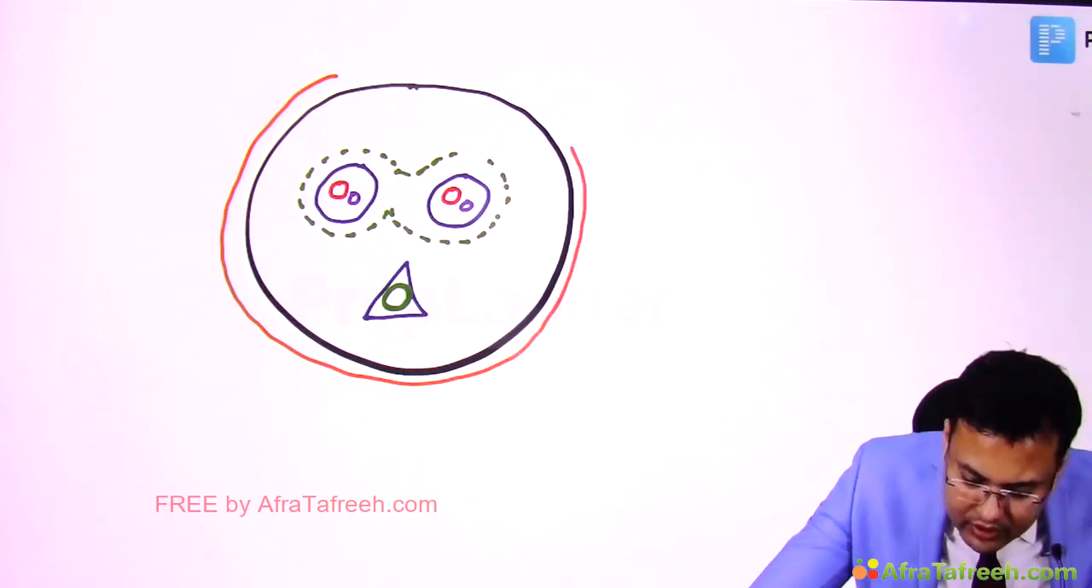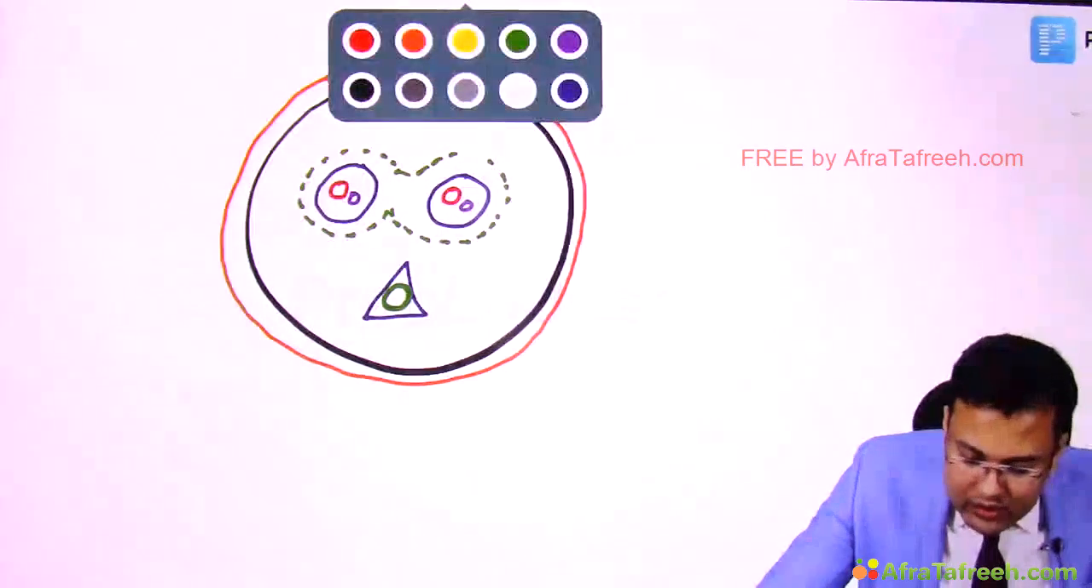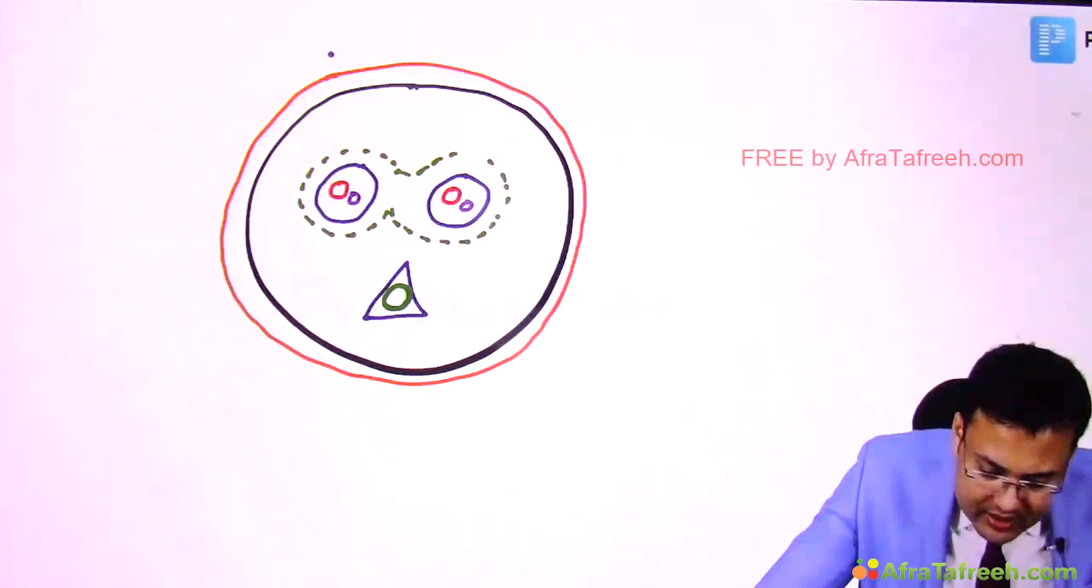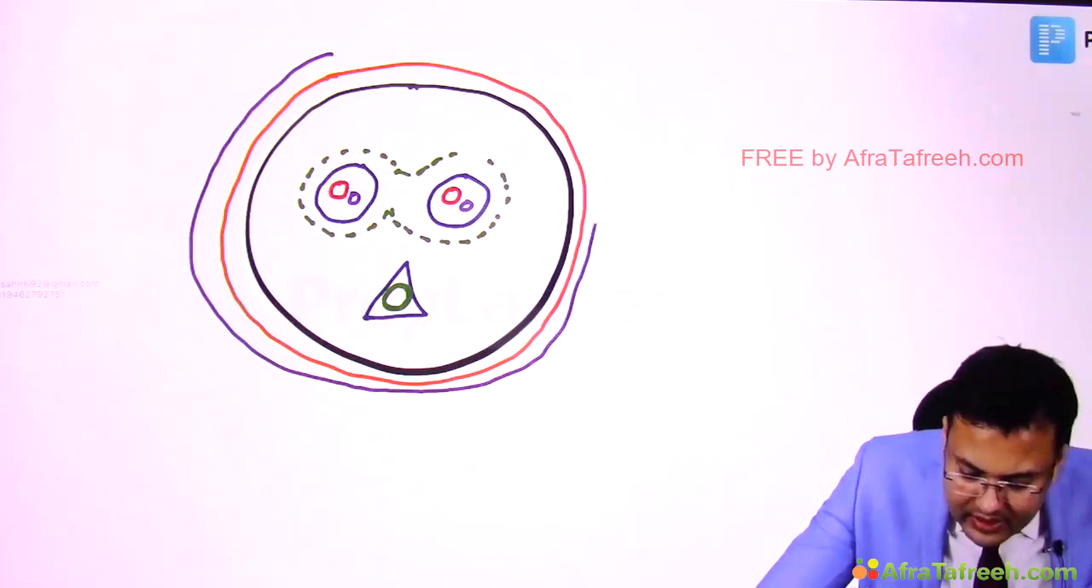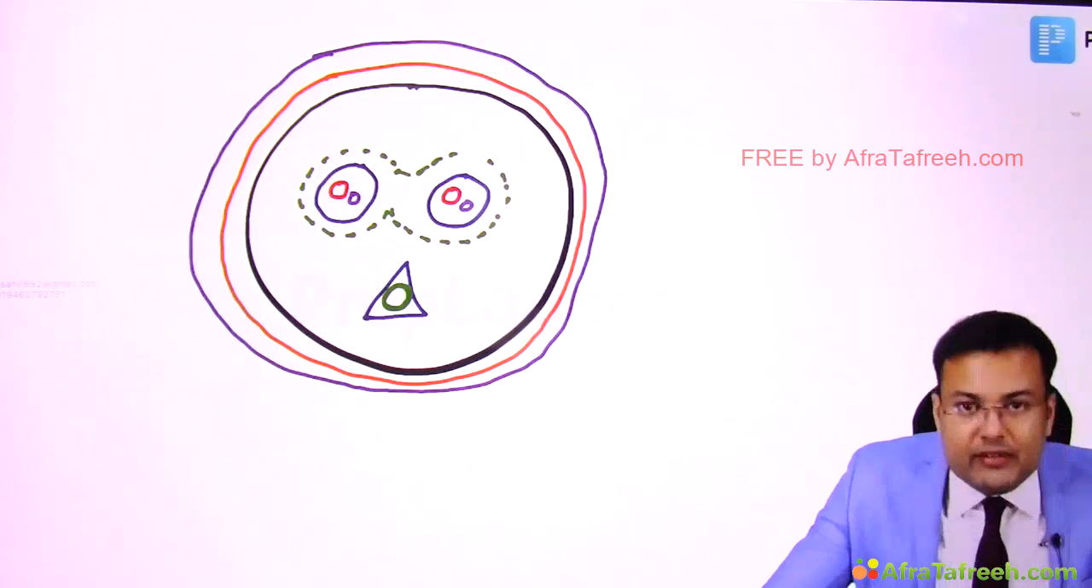So this is what? Cooley's fascia. And outside this Cooley's fascia there is penile skin. These are the important structures. One by one we are going to discuss.